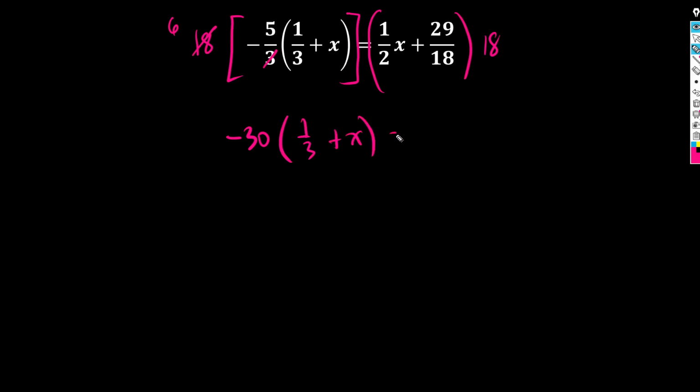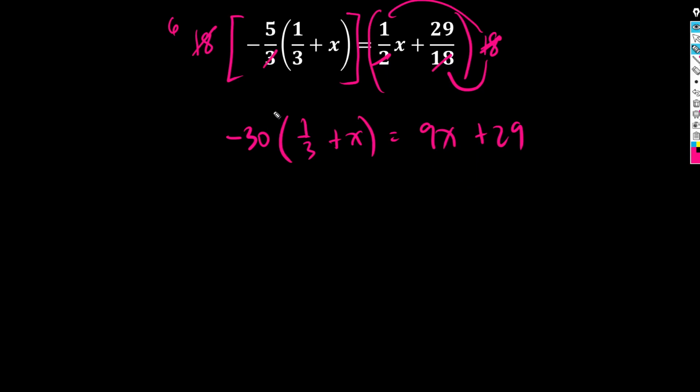Plus x equals, ito na sa kabila. 18 times 1/2 x. So 18 and 2 here, you can cancel out the common factor 2, leaving you with 9 times your x, which is 9x. And then your 18, sa una yun, multiplication. And then you have your 18 times 29 over 18. Magka-cancel yung 18 diyan, leaving you with just 29. O, di ba? No problem.